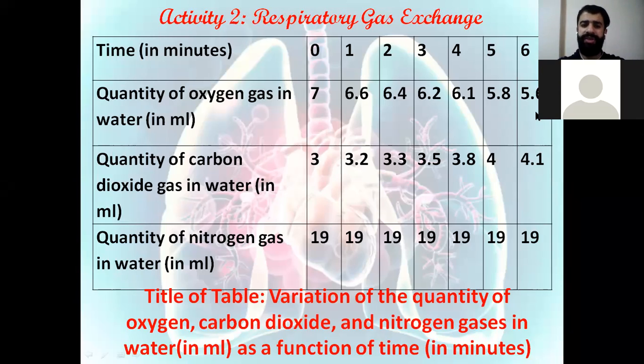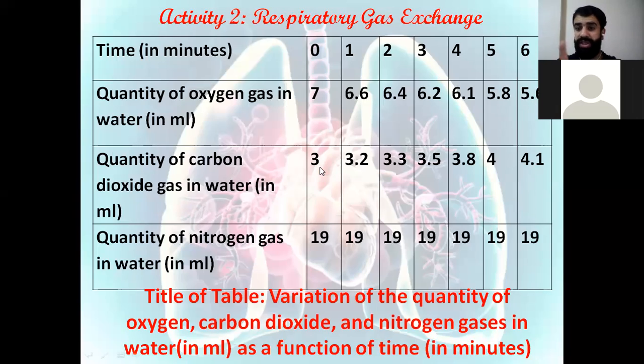Let's have a look at this table. The quantity of oxygen at the beginning was 7. And as time moves to 1, 2, 3, 4, 5, and 6 minutes, what's happening here? The amount of oxygen is decreasing. 7 to 6.6 to 6.4 to 6.2 to 6.1 to 5.8 to 5.6.